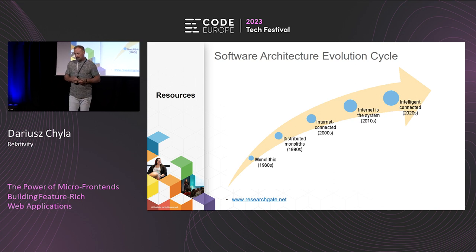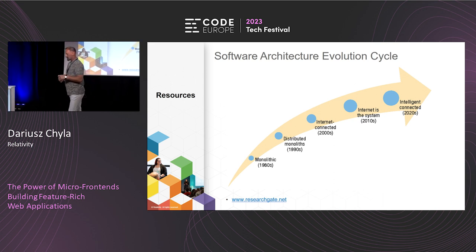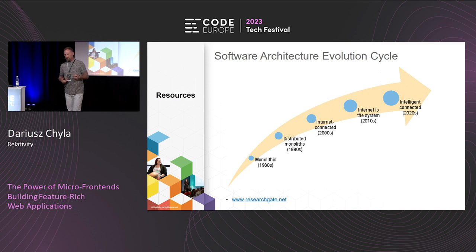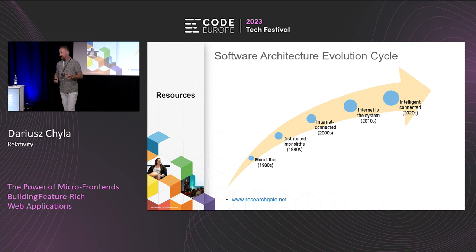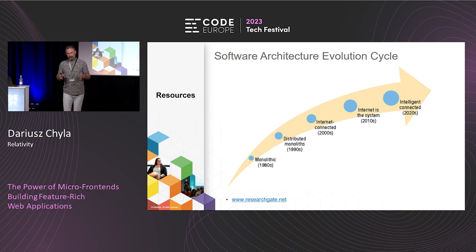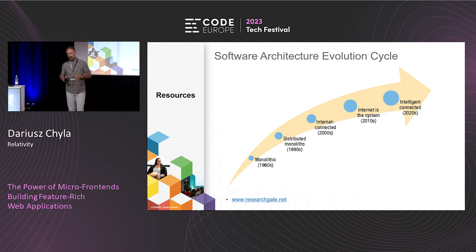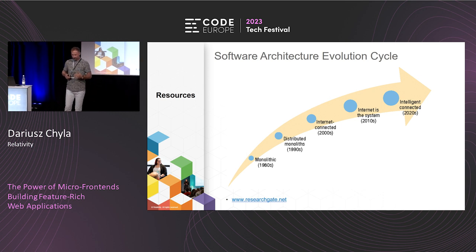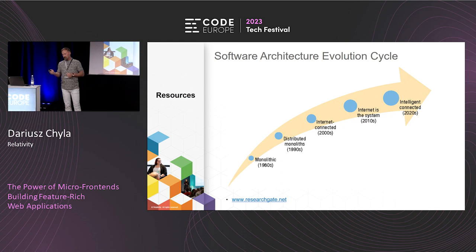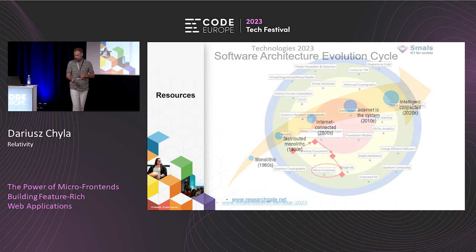So in today's world, the leading architectures are event-driven architecture, microservices, and microkernels, which are splitting the bigger problem of the solution into smaller pieces that are manageable and easy to implement, deploy, deliver, and maintain. So this is also calling for some architecture change regarding the front end.